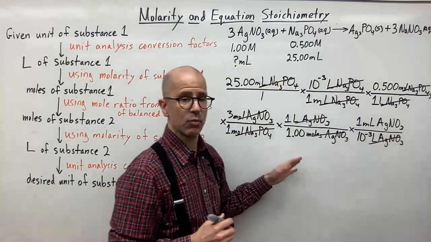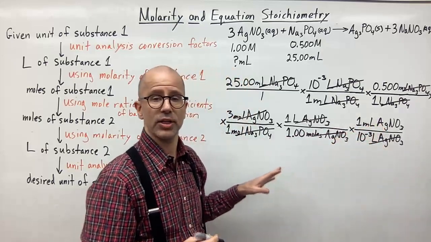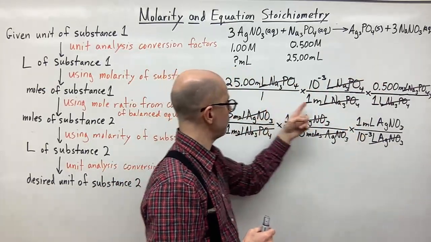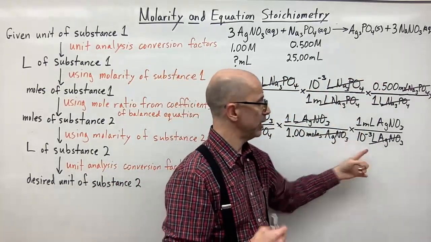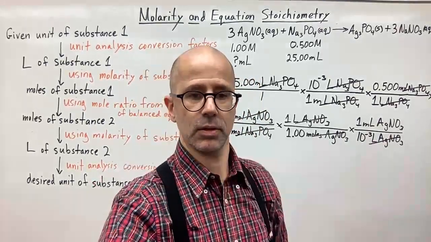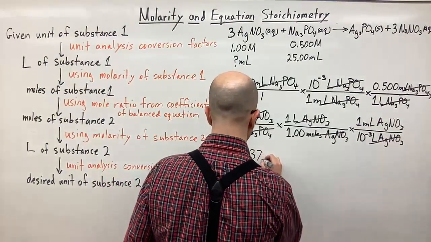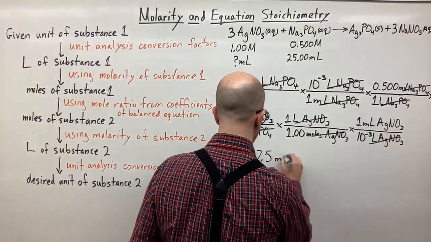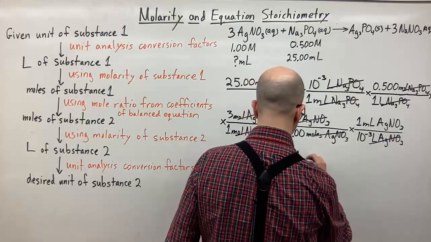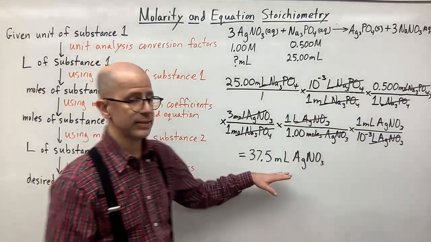So at this point, I'm done. Once you get the unit you want with the substance, you're done. So now all you need to do is multiply by everything on the top and then divide by everything on the bottom, and you'll get your answer. And that answer is 37.5 milliliters of silver nitrate solution. So that's the answer.